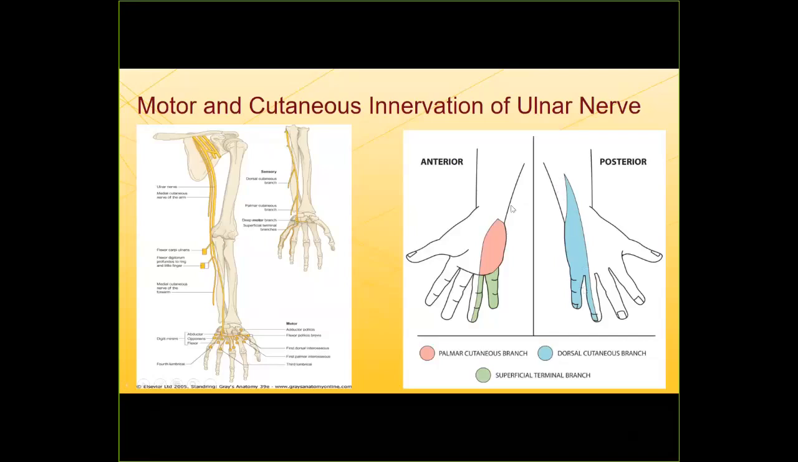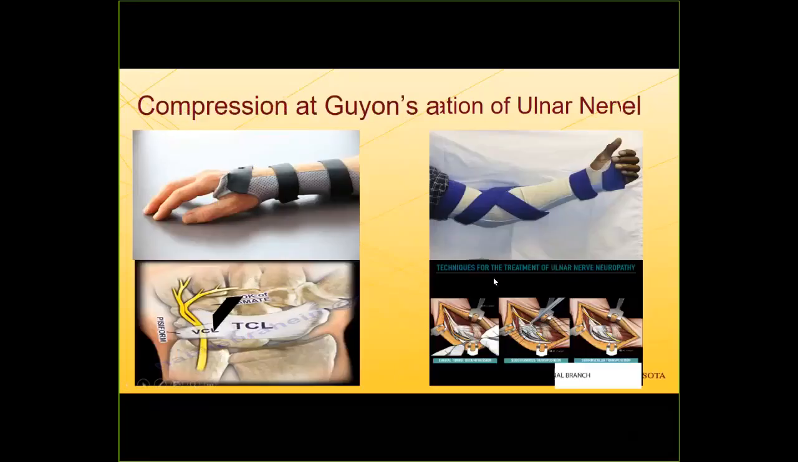And then the superficial branch of the ulnar nerve on the palmar side gives us this. Okay, after it crosses through Guyon's canal, it gives us this information here. Okay, so it's the palmar cutaneous branch, and it gives us this information here. Okay.